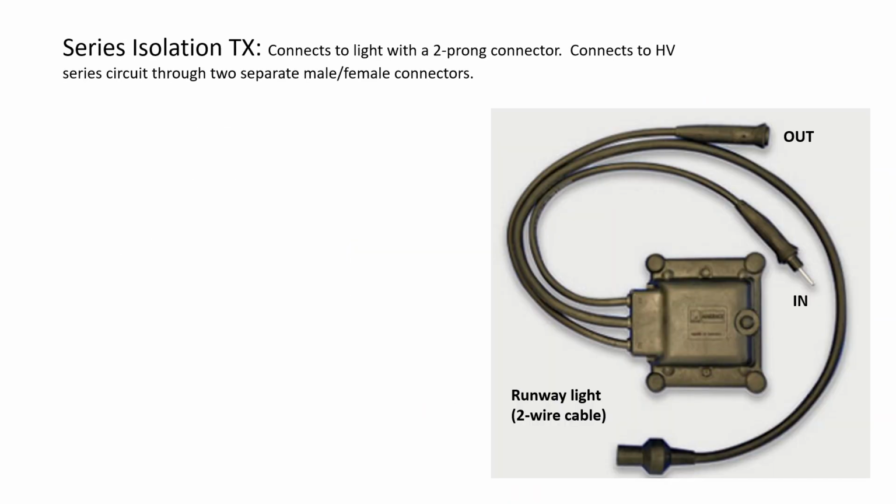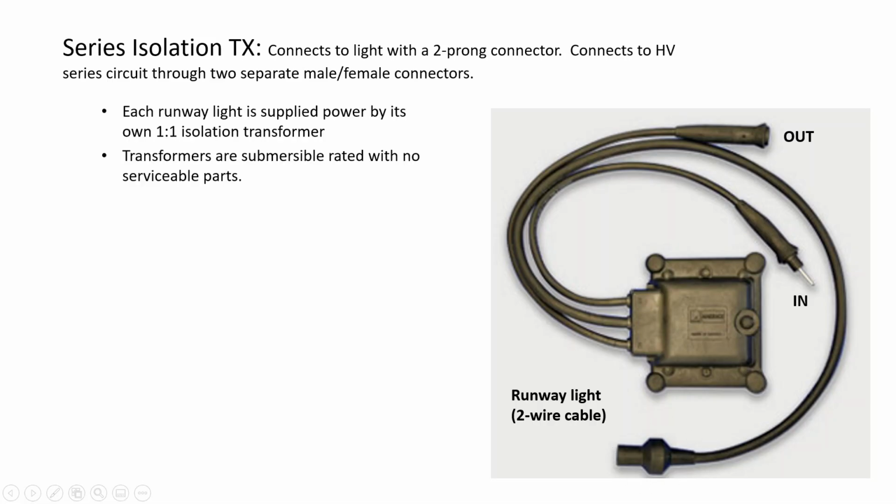The series isolation transformer connects to the light with a two-prong connector. It then connects to the high voltage series circuit through two separate male and female connectors. And so we can see here on the diagram on the right an in and an out, and then the two-wire cable with the larger sort of knob at the end here, that's going up to the light itself.